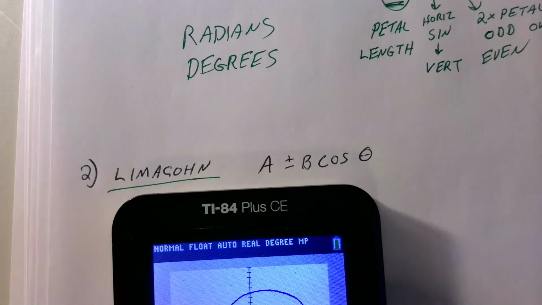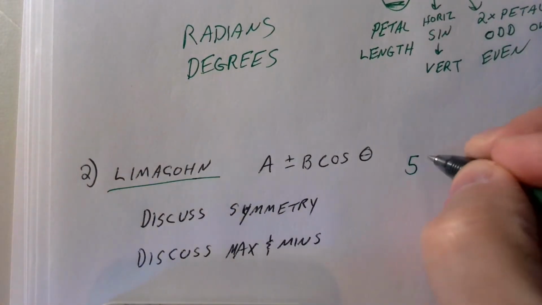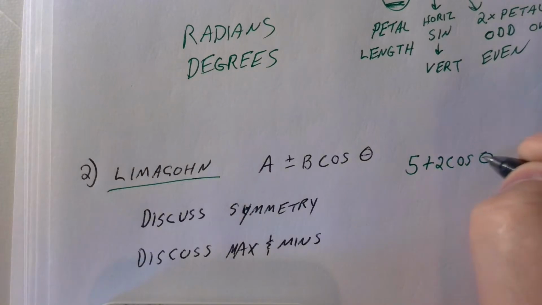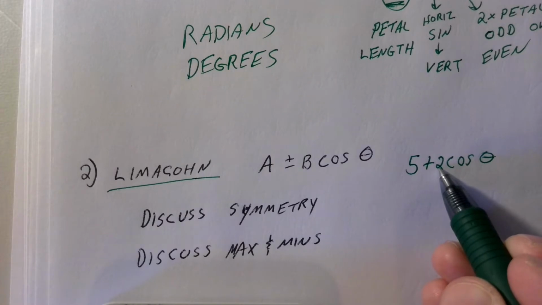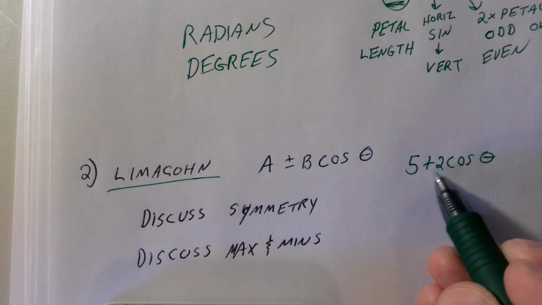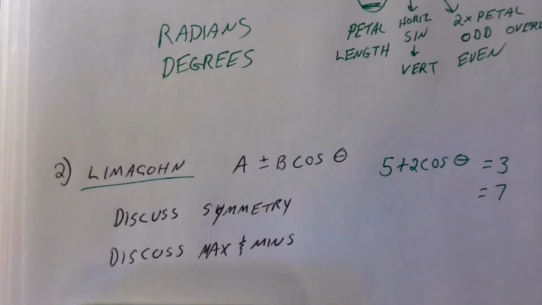And then this goes to 3, but this goes all the way out here to 7. So why 3 and why 7? Well, if we're doing 5 plus 2 cosine theta, when cosine is negative 1, that becomes a negative 2, and 5 plus negative 2 would equal 3. And when cosine is positive 1, or at 0 degrees, you would see that 5 plus 2 equals 7. So they can go from a small part of 3 to a big part of 7.